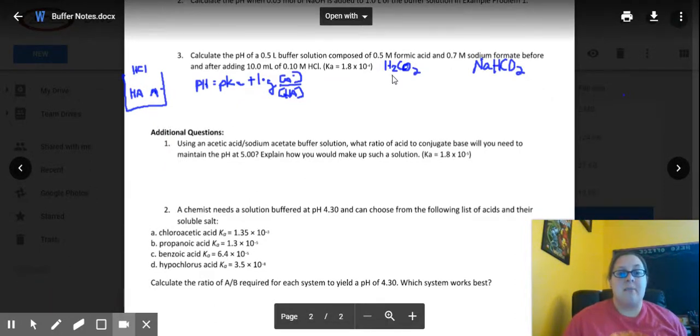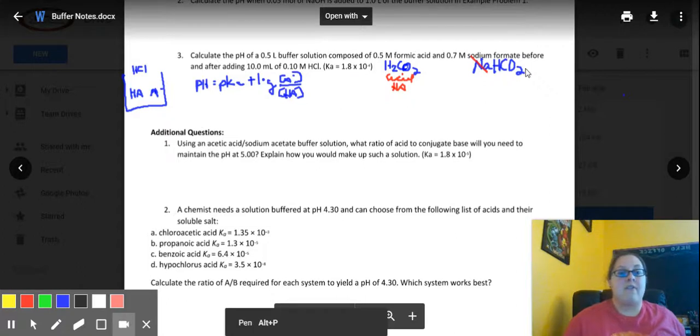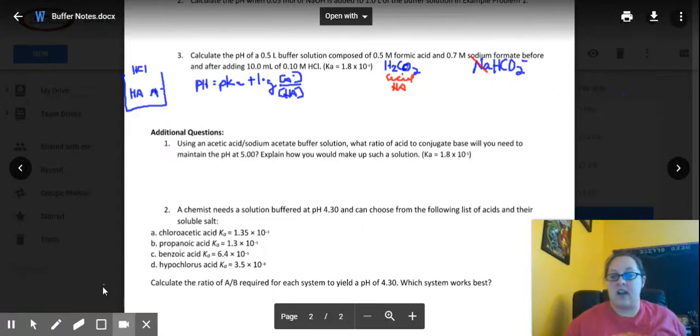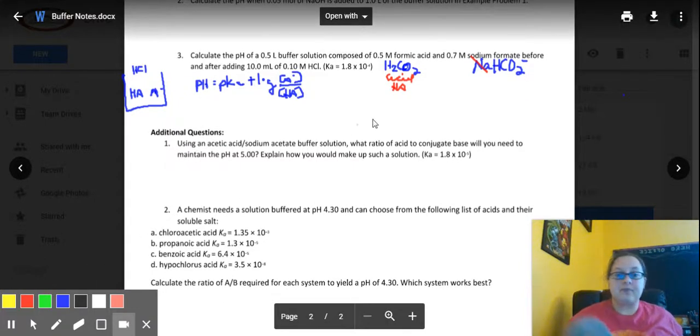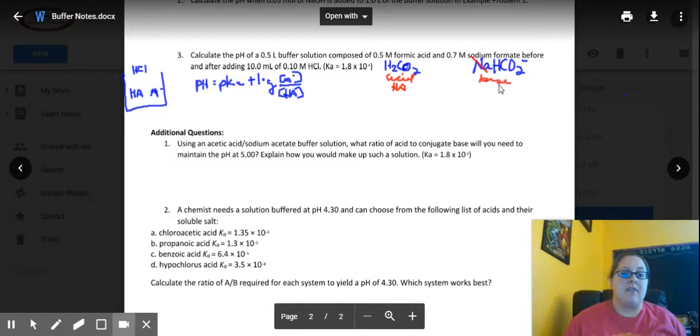So this is my acid component, which is HA, and sodium formate, where we're not really worried about the sodium, we're just worried about the formate. That sodium is always going to be a spectator there. So the formate is HCO2 minus. That is the base component of the buffer, and it is my A minus. All right, so that's what we're worried about to be able to plug in here. So we want to figure out the pH before and after adding HCl. HCl here is our invader.